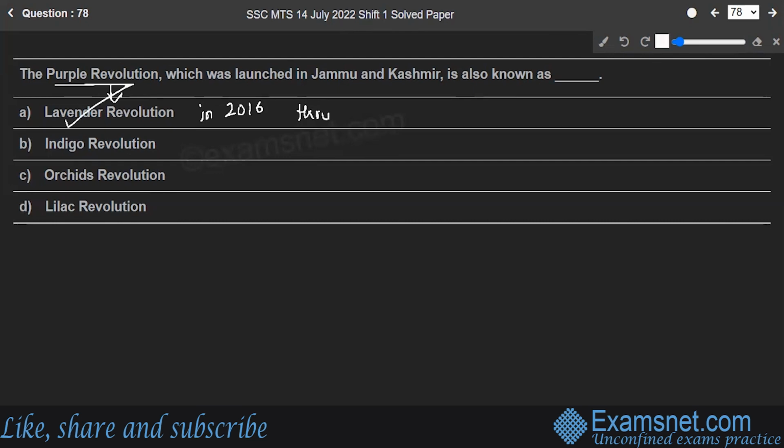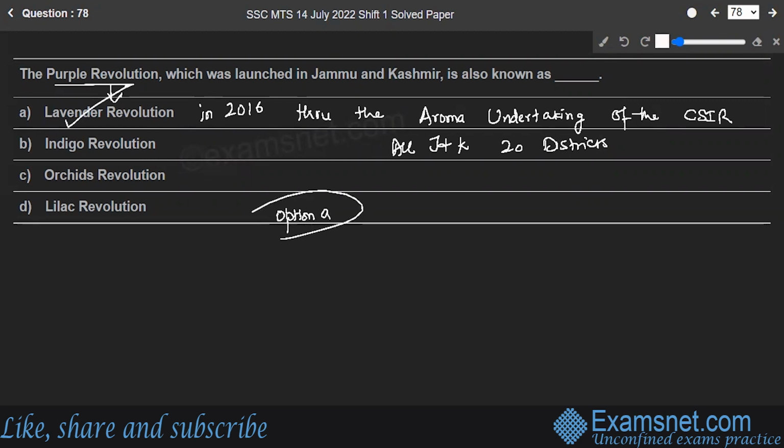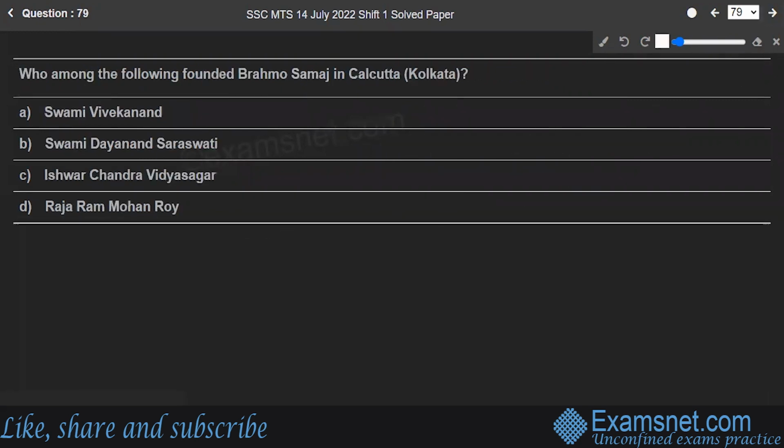through the Aroma Mission of the CSIR. Lavender farming is done in almost all of Jammu and Kashmir's 20 districts. The cultivation of lavender is mainly done in Pulwama and Anantnag. So option A is the correct answer to the question. Hope you are clear. Let's move to the next question, number 79.